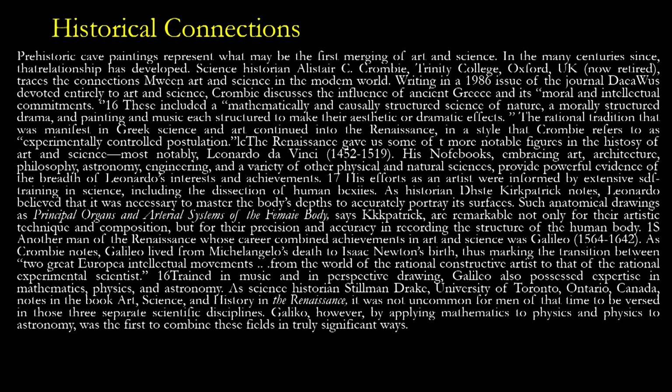The rational tradition that was manifested in Greek science and art continued into the Renaissance in a style that Crombie refers to as experimental control postulation. The Renaissance gave us many of the notable figures in the history of art and science, most notably Leonardo da Vinci. His work embracing art, architecture, philosophy, astronomy, engineering, and a variety of other physical and natural sciences provides powerful evidence of the breadth of Leonardo's interests and achievements.